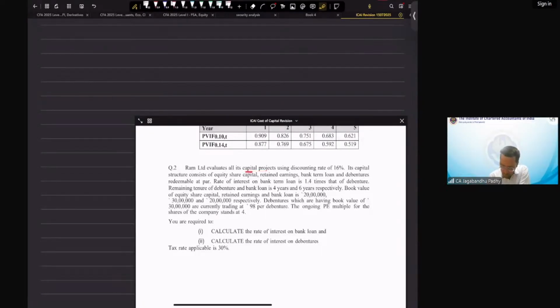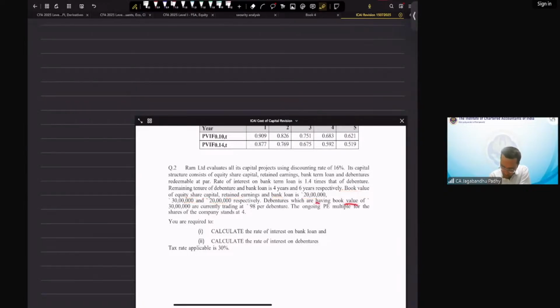So we evaluate all the capital projects discounted at 16%. The capital structure consists of equity share capital, retained earnings, bank term loan, and debentures which are redeemable at par. The rate of interest on bank term loan is 1.4 times that of debentures. The remaining tenure of debentures and bank loan is 4 years and 6 years respectively. The book value of equity share capital, retained earnings, and bank loan is 20 lakh, 30 lakh, and 20 lakh respectively.